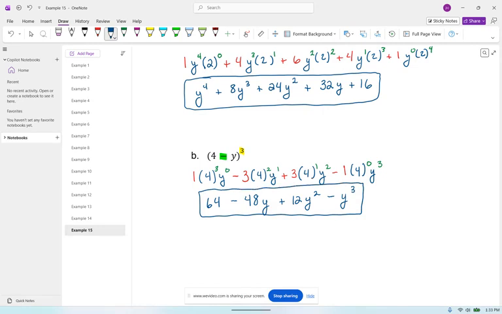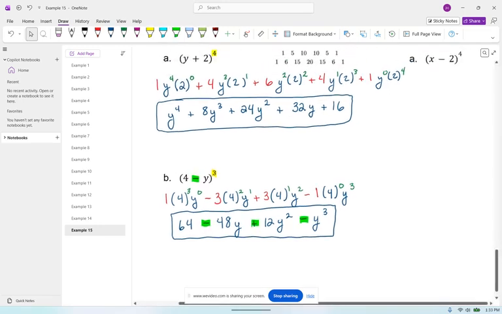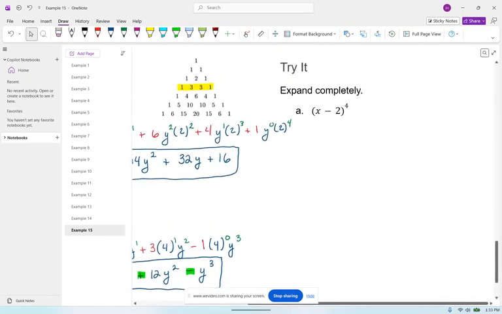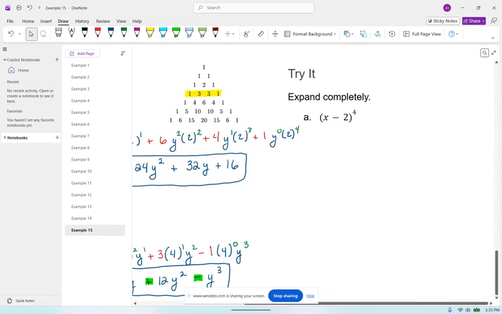Again, when I have a negative sign, I see the pattern of negative, then positive, then negative, and positive, and keep going like that. So, guys, that's that. If you have questions, obviously ask them. This is your try it. So go ahead and expand that completely. And if you have questions, let's talk in class.